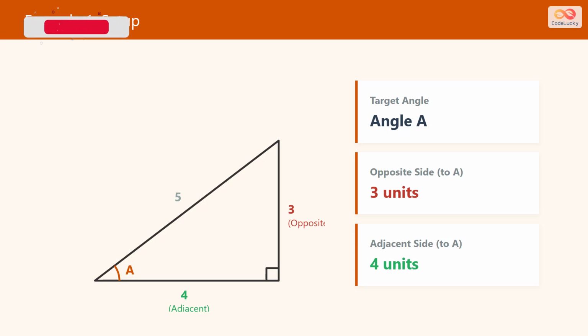Let's try an example. Here we have a triangle with angle A. We need to find the tangent of angle A first. We identify that the side with length 3 is opposite to A, and the side with length 4 is adjacent to A.